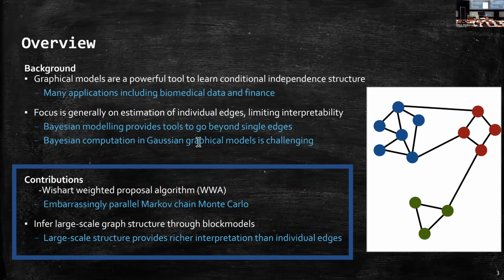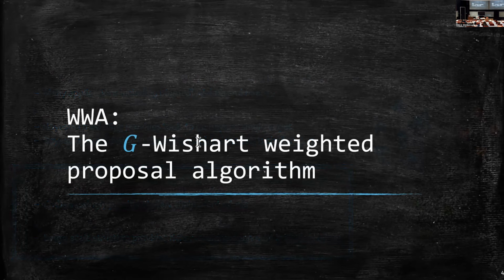So the first one, as I said, is this algorithm, which we refer to as WWA. This algorithm is still an MCMC algorithm, which builds on recent advances in the Markov chain literature.